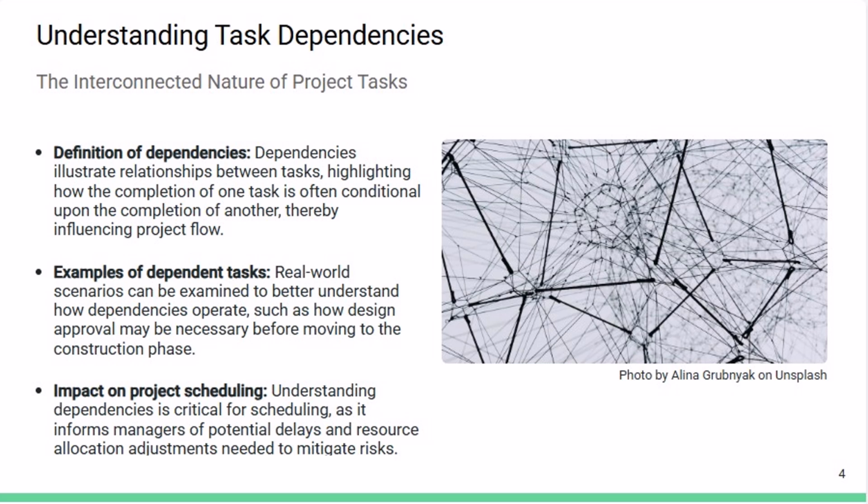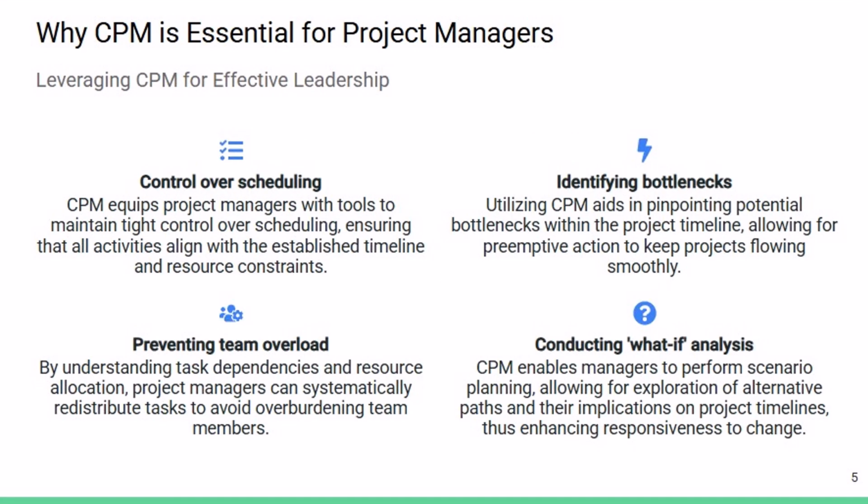A real-world scenario can be examined to better understand how dependencies operate, such as how design approval may be necessary before moving to the construction phase. Because if design is not approved and we move towards the construction phase, and later on we find that the design is not approved and has to be changed, then all our tasks will go in vain. We have to understand that dependency is crucial for scheduling, as it informs managers of potential delays and the resource allocation adjustments needed to mitigate the risk.